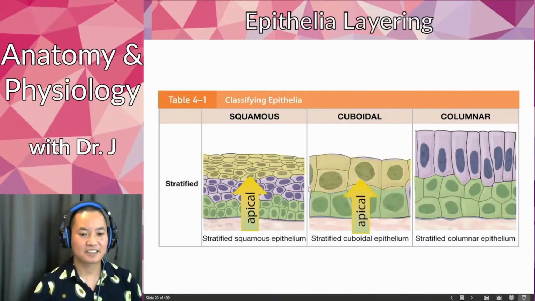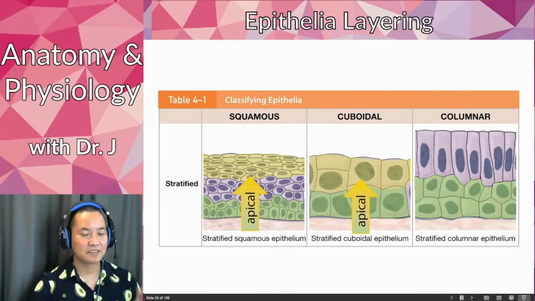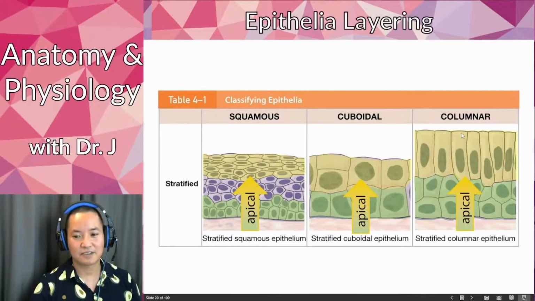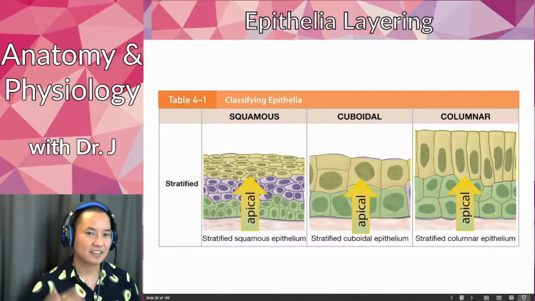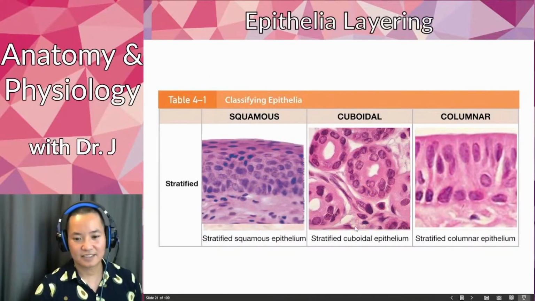So when you're looking at these types of stratified layers, don't get confused by the differences between the apical and basal side. You should be looking at the apical side of these layers. So when you look at the part that's furthest away from that basement membrane, notice that over here, these are flat, these are cuboidal, and these are columnar, so don't get confused by the basal side. Look at that apical side of these epithelia. And that's what we see here.